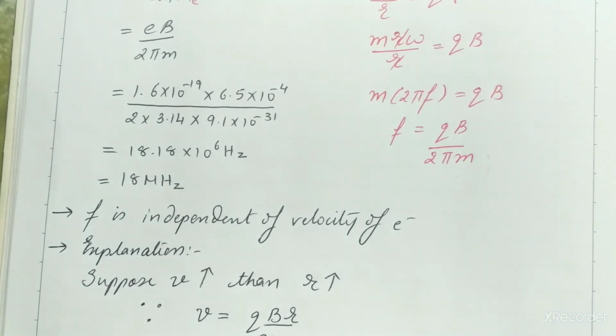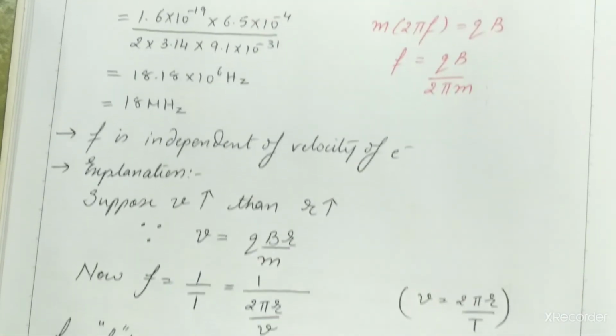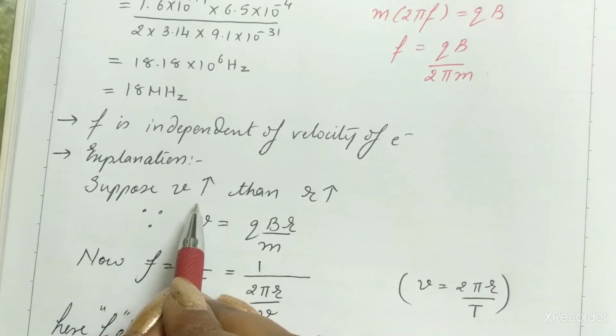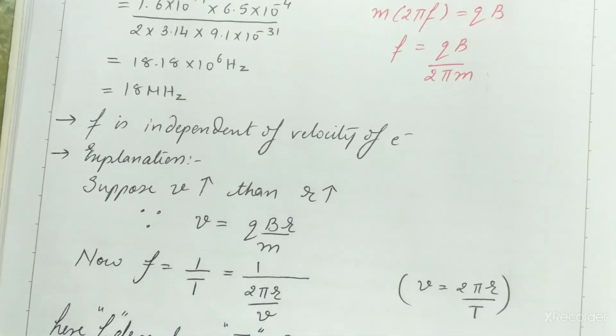But then they have also asked you to explain why frequency does not depend on velocity. So you can say that, see, if velocity increases, then what happens? Then the radius of the circular path also increases. How? You can understand this from one example.